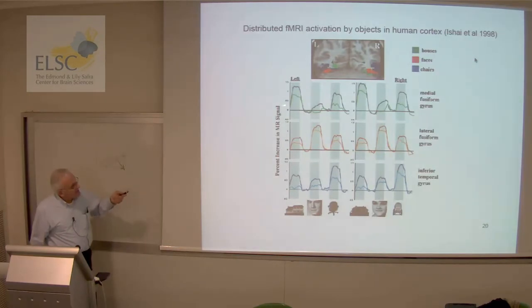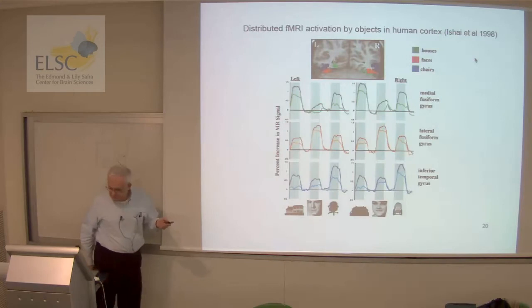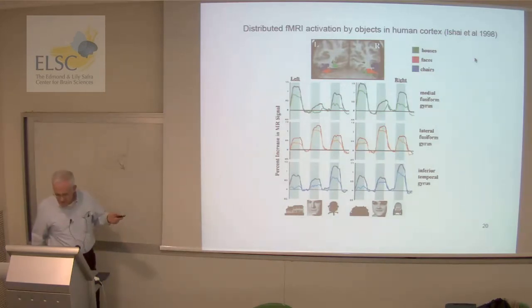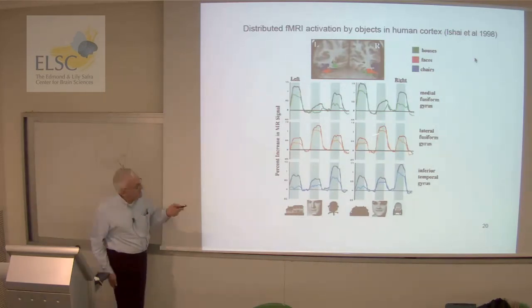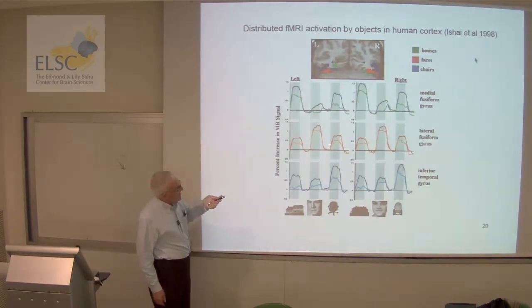What you see is that in different areas, in the medial fusiform gyrus, in the lateral fusiform gyrus, in the inferior temporal gyrus, there are different responses. Again, in humans, you're seeing different reactions to the different stimuli. Faces are red. So here's the face area, the lateral fusiform gyrus, and you see its response to faces compared to the response to houses or to chairs looks like this.